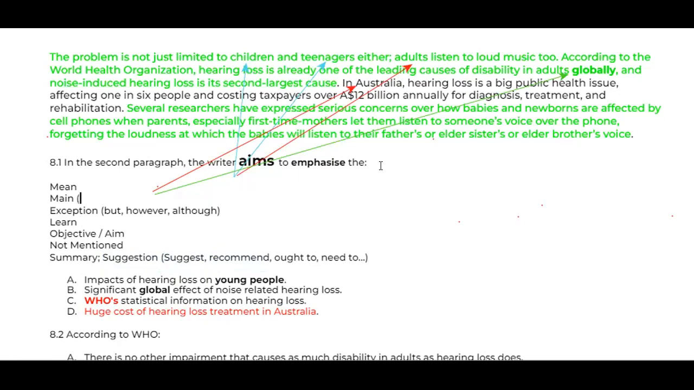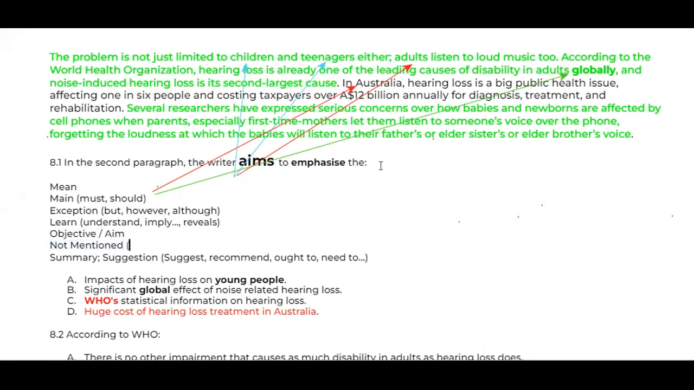Whereas for main, we will be finding words like must and should used very close to that one. For exception type, but and however will be found very close to that one. What do we learn? Like understand, imply, these kinds of things will be there. Or you can also see reveals. Very close to these kinds of words, you'll be finding the answers. Objective and aim is very clear to you, not mentioned. Okay, what is not mentioned here?